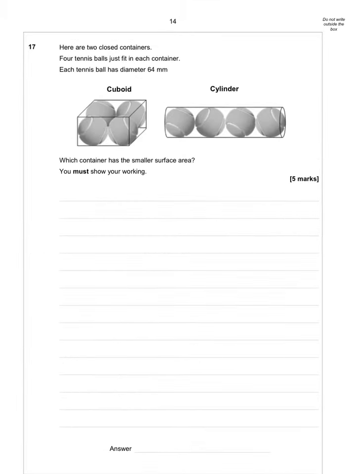So question 17 is about surface area. Now, to find the surface area, I need to know the dimensions of these packages. So I'm going to be using this information here, the fact that each tennis ball has a diameter of 64 millimetres. So each tennis ball, its maximum width is 64. So that tells me that this dimension here, which is 2 tennis balls, is 128 millimetres. And it tells me that this dimension just here is 64 because each tennis ball has a height of 64 millimetres because that is also the diameter.